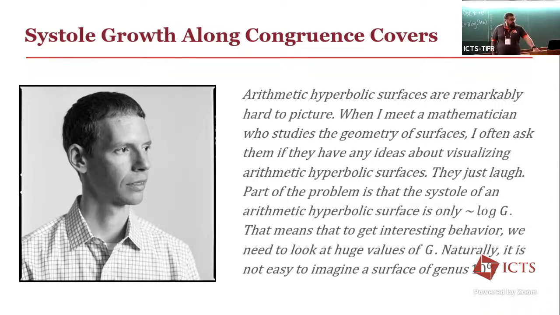"They just laugh. Part of the problem is that the systole of an arithmetic hyperbolic surface is only about log of the genus. That means to get interesting behavior, we need to look at huge values of G. Naturally, it's not easy to imagine a surface of genus 10 to the 6th." And so I think in the last talk and several talks yesterday, Vigneras's examples of isospectral surfaces were mentioned. And so think about those.